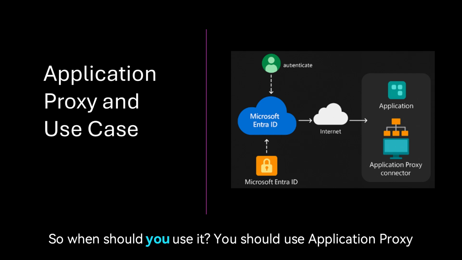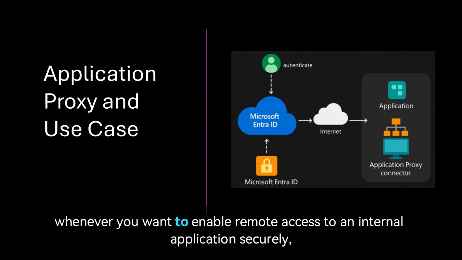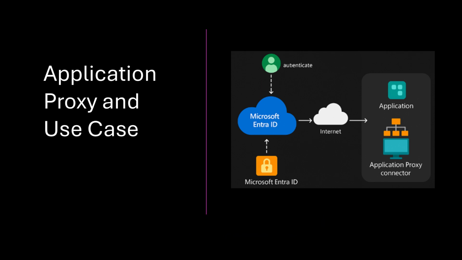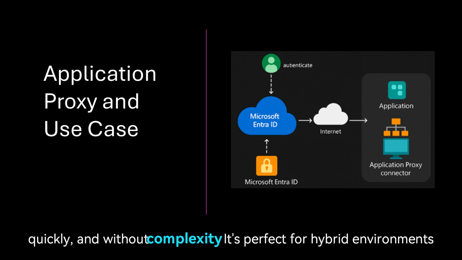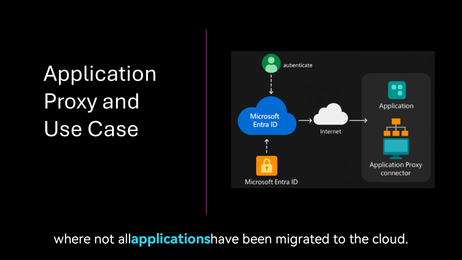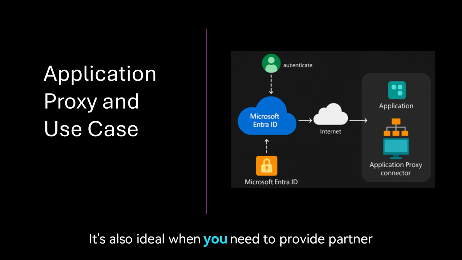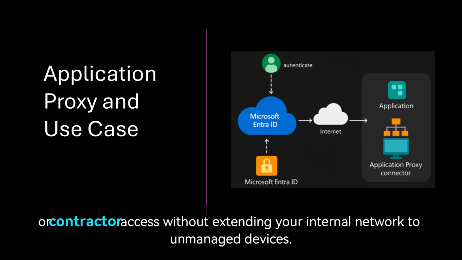So, when should you use it? You should use Application Proxy whenever you want to enable remote access to an internal application, securely, quickly, and without complexity. It's perfect for hybrid environments where not all applications have been migrated to the cloud. It's also ideal when you need to provide partner or contractor access without extending your internal network to unmanaged devices.